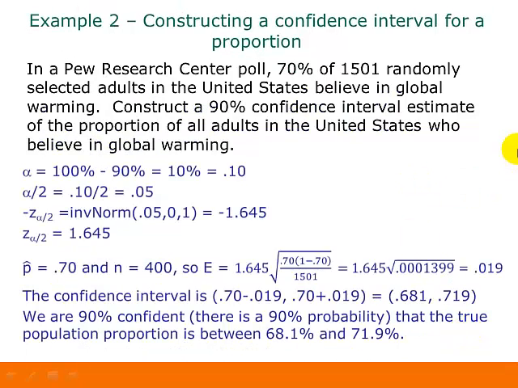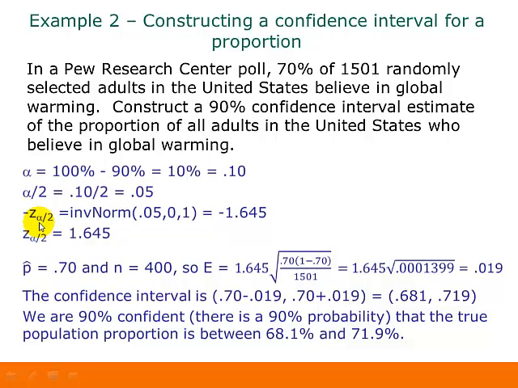Here's another example. In our Pew Research Center poll, 70% of 1,501 randomly selected adults in the United States believe in global warming. Construct a 90% confidence interval estimate of the proportion of all adults in the United States who believe in global warming. Again, what we're being asked for here is a 90% confidence interval for the population proportion. So first we would find alpha. Alpha is 100% minus 90%, so that's 10% or 0.10. Alpha over 2 would be 0.05.